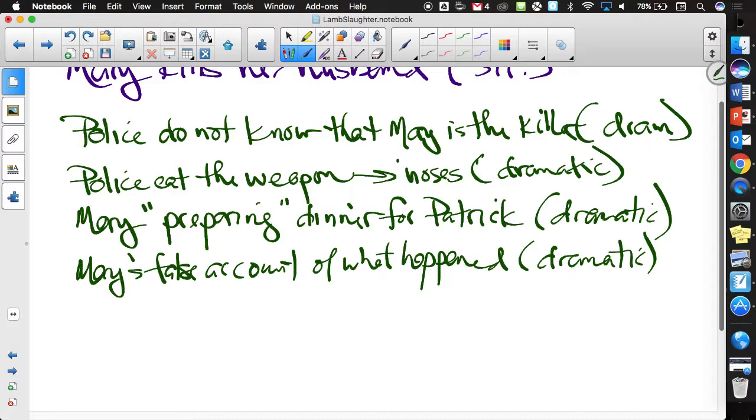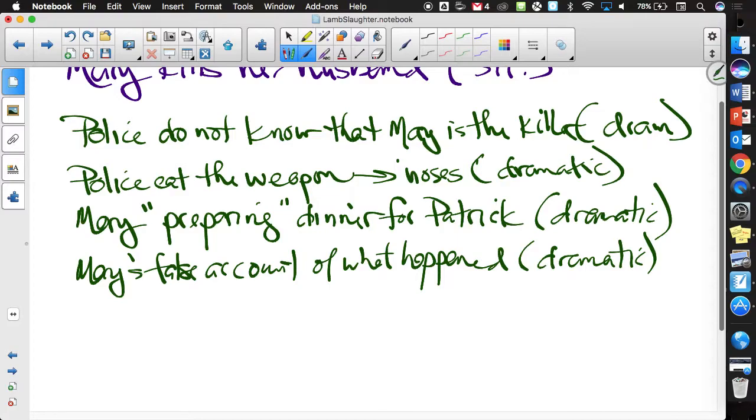What does Mary say indirectly about the weapon? Because we know the weapon is like a lamb. But does she mention anything? Because when she's talking about her story, you know, I left, Patrick was here, I went to the grocer, I bought some things, I got some peas, carrots, potatoes, all that kind of stuff, cheesecake, came back. What does she do with the lamb?